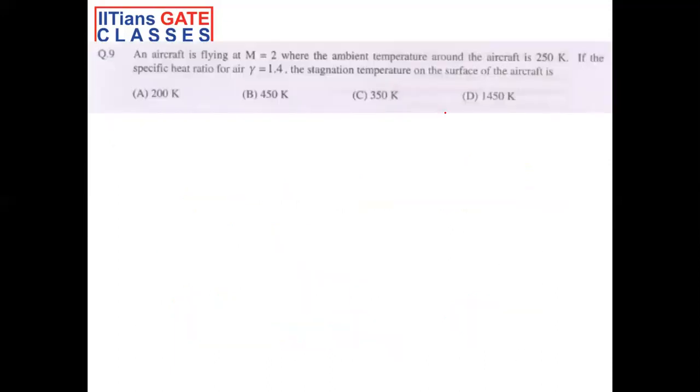Next question. An aircraft is flying at a Mach number 2, where the ambient temperature around the aircraft is 250 Kelvin. If the specific heat ratio for the air is 1.4, the stagnation temperature on the surface of the aircraft is.